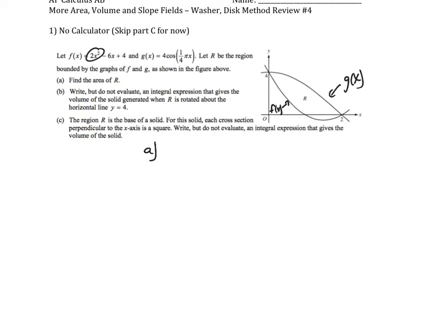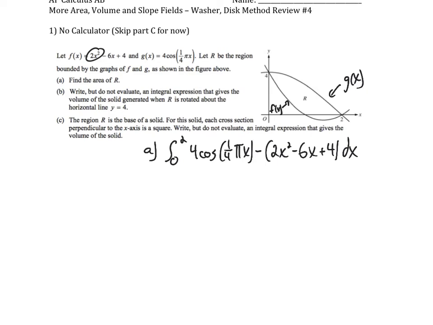My bounds, it looks like they gave us the points of intersection. So my bounds are just going to be from 0 to 2, okay, of g of x minus f of x. Okay, so g of x in this case is 4 cosine of 1/4 pi x minus, don't forget the parentheses, 2x squared minus 6x plus 4 dx.